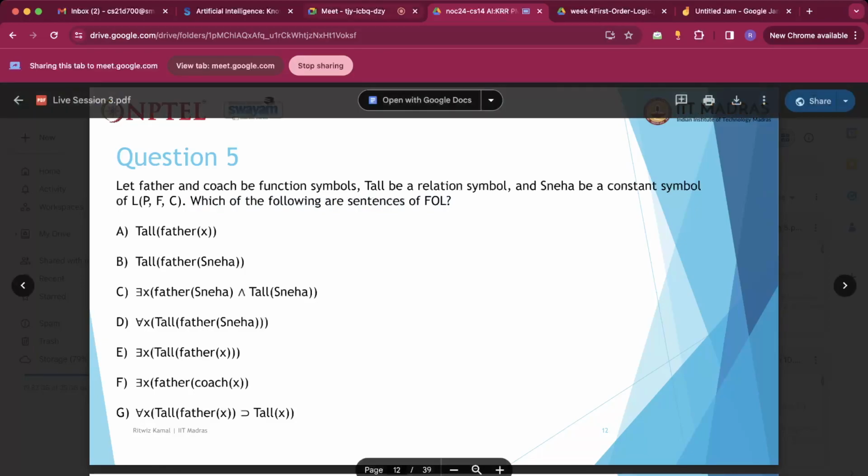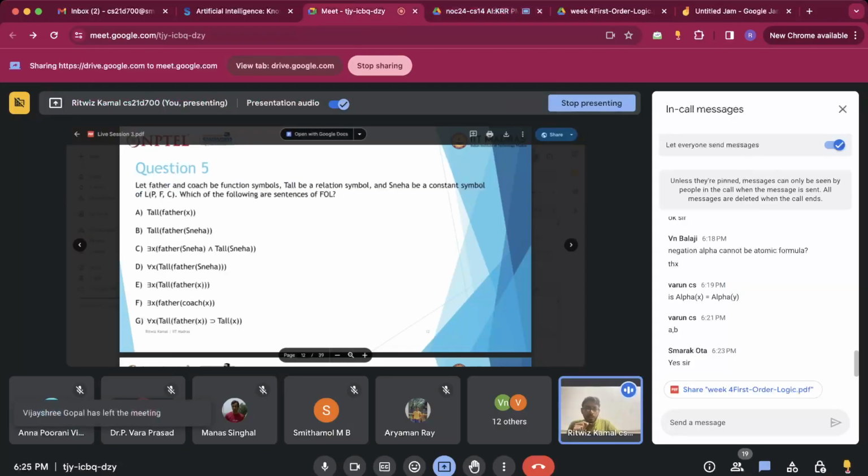So I'll let you think about these options for a while, and then we can go through these options one by one. But try solving these options on your own first, and then we can have a discussion. I'll give you a couple of minutes.